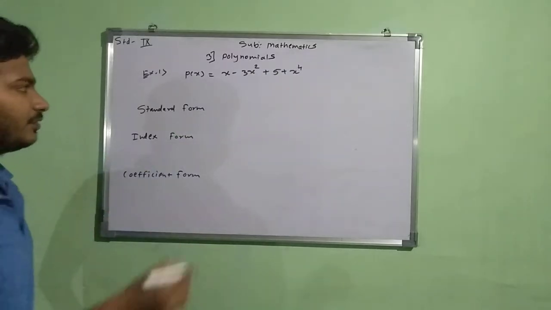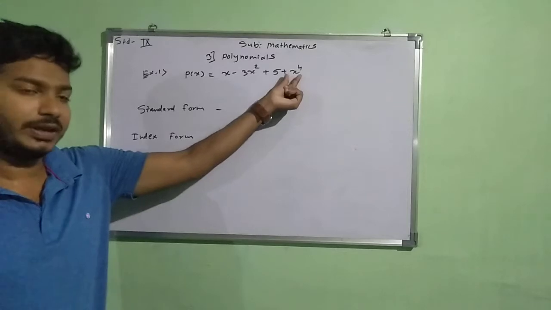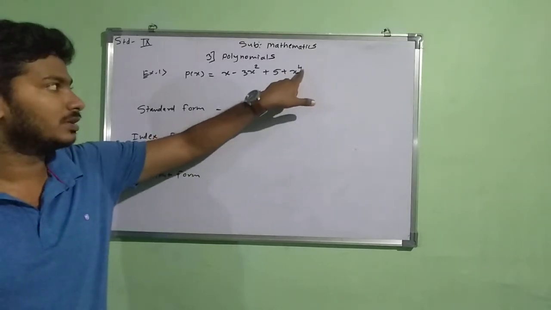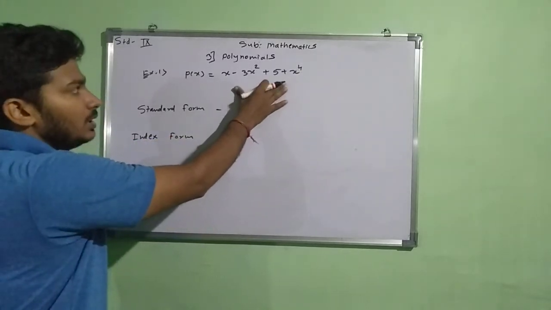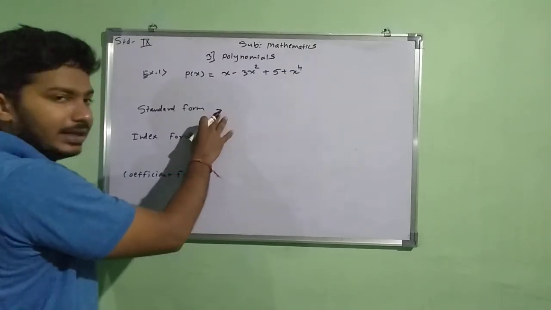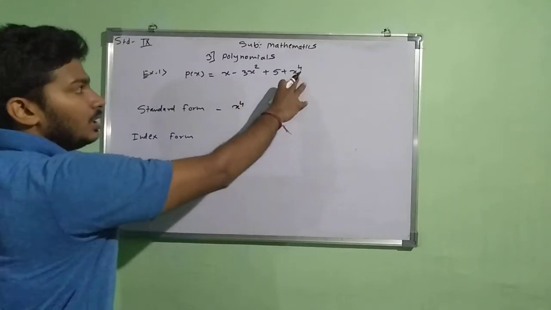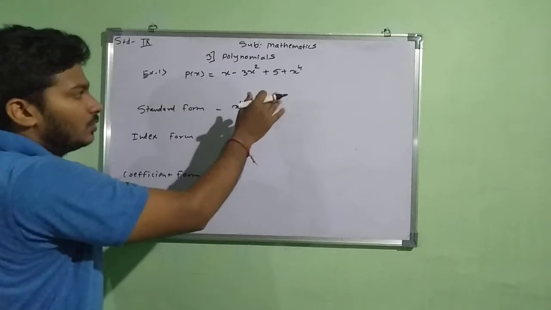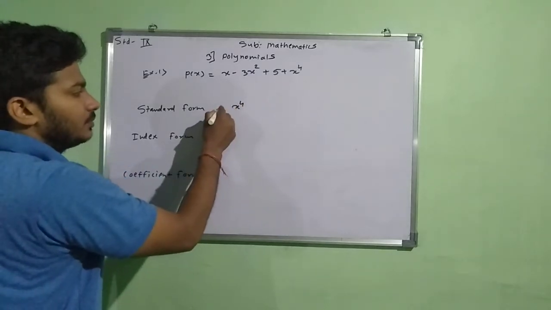Standard form means that variables should be arranged in the descending order of their power. If you carefully look at that polynomial, the highest power is 4, which is at last. So while writing in the standard form, that x raised to 4 will come first. After that, do we have a cube term, that means a variable with power 3? No, we don't have it, so we will not mention it over here.